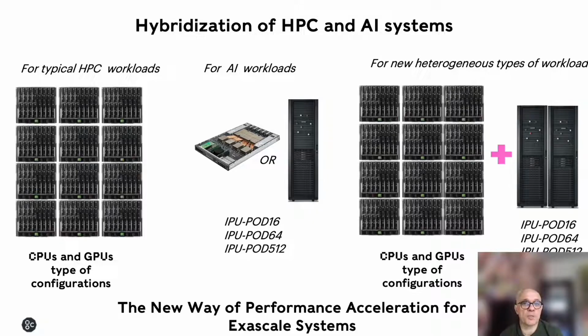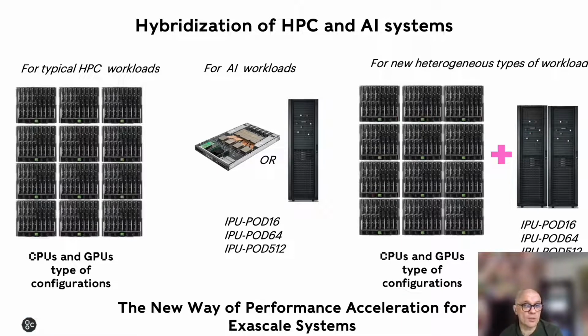For typical HPC workloads, we have systems based on hundreds or thousands of CPUs and GPUs. In fact, they are also hybrid systems in some way. For the AI workloads, as I described on the previous slide, we can use pods, systems able to scale to thousands of racks and 64,000 IPUs.